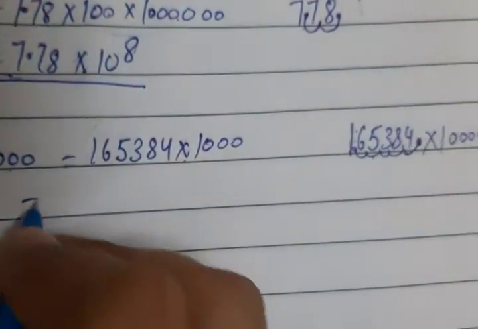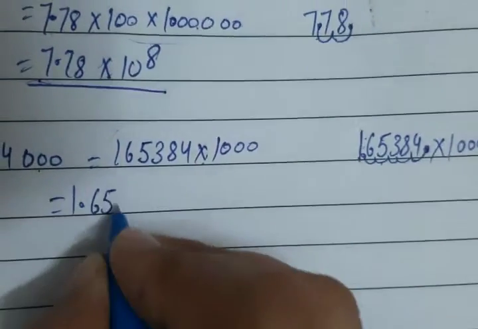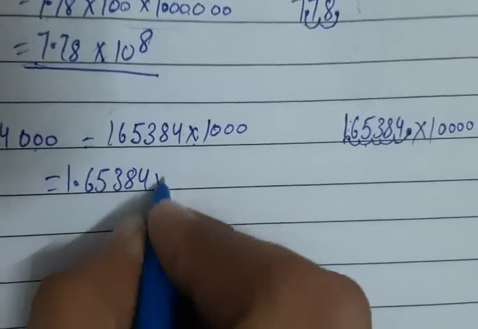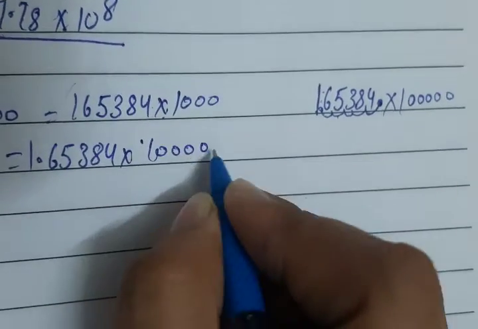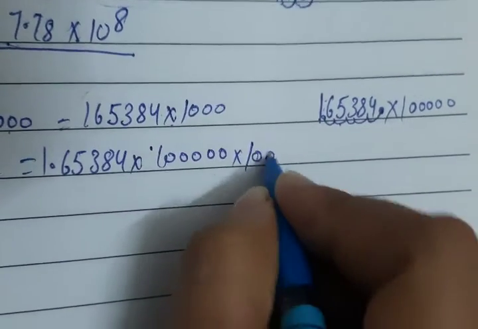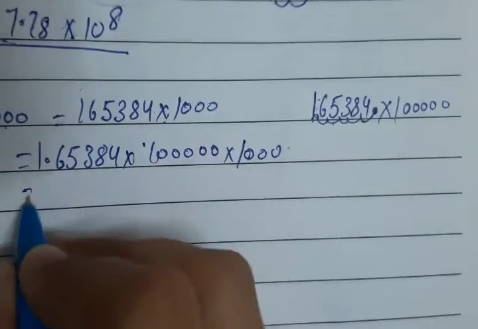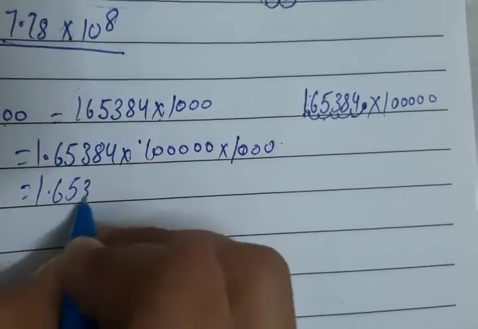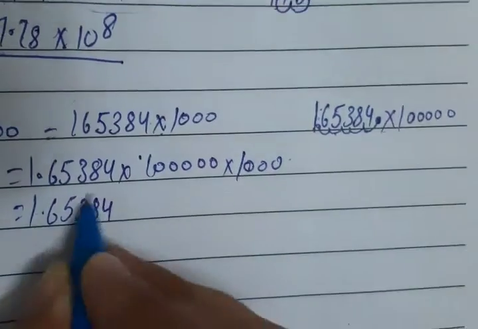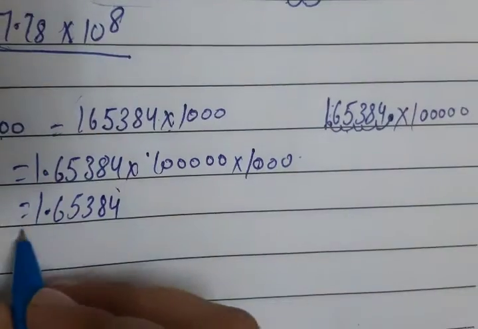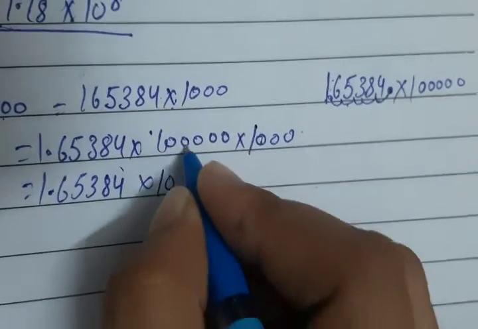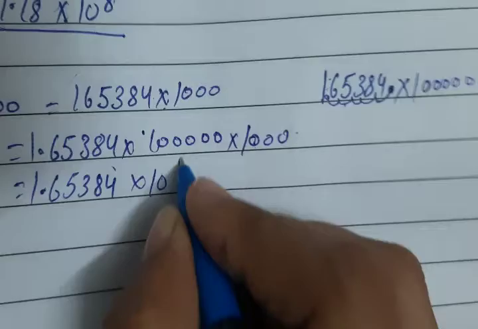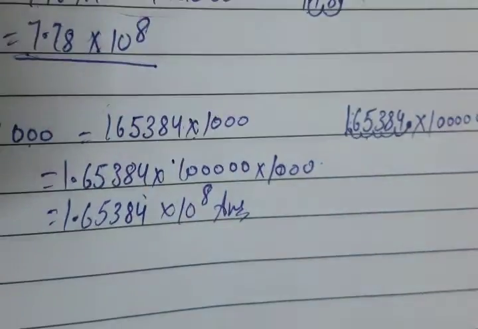Understand? Now what we will do, 1.653884 into 10 to the power 5, into this 0 as it is. Then now we will write this number in that form. This number is also too small, that is, 1 point something. So now how many zeros will come? 10 raised to the power 1, 2, 3, 4, 5, 6, 7, 8, zeros will come, that is the standard form.